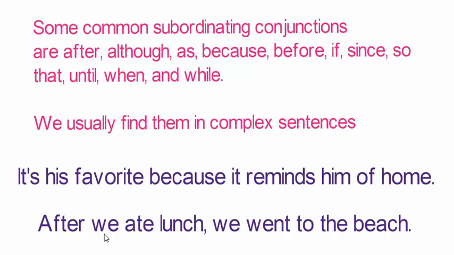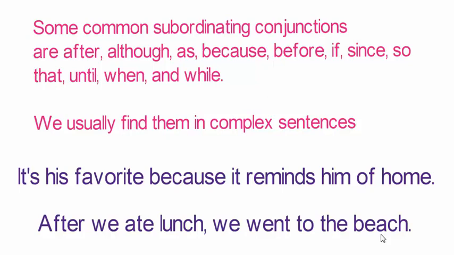In the second sentence, we have after we ate lunch, he went to the beach. He went to the beach can stand as its own sentence. So that is the independent clause. So here in this example, we have the independent clause at the end of the sentence instead of the beginning. At the beginning we have the dependent clause, after we ate lunch. It tells us when.